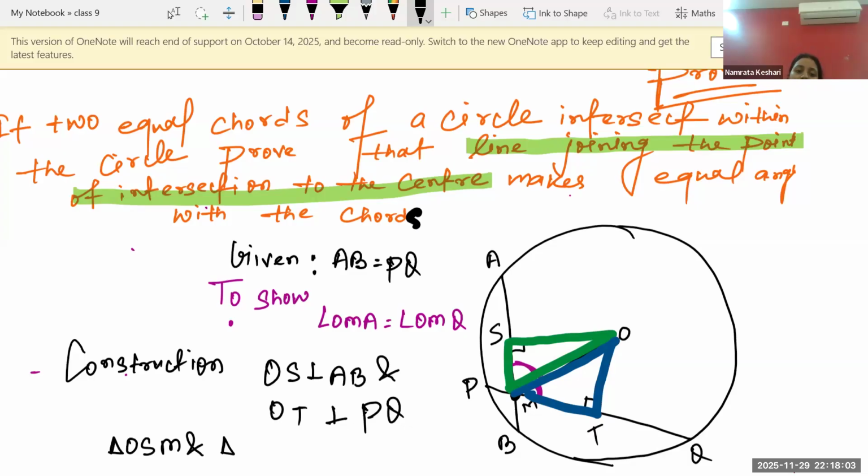Is it making sense? Yes. Okay, these two are congruent, hence angle M over here, angle M over there are same, and hence we are done with the proof. Please finish it quickly.